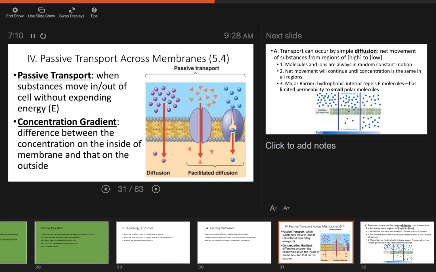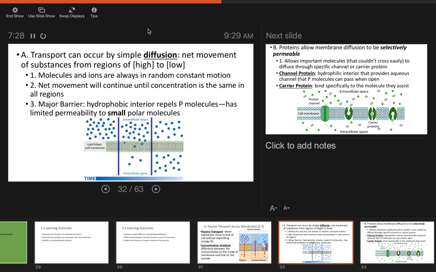And there's 3 ways that cells use passive transport. Simple diffusion, which just means that they're literally going to traverse or cross the plasma membrane. Facilitated diffusion, which means we're going to be using protein channels and protein carriers. And then the third way is osmosis. So simple diffusion means we are moving substances from regions of high concentration to low concentration. When you see brackets, brackets mean concentration. So high concentration to low concentration.